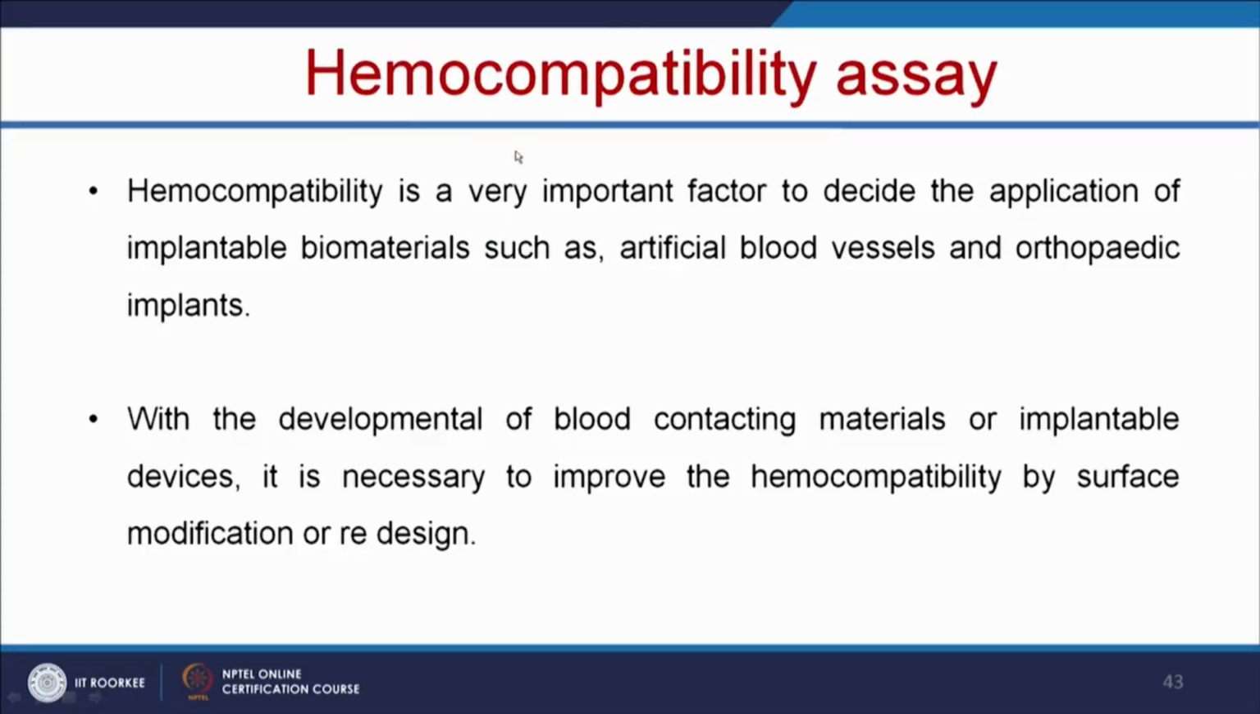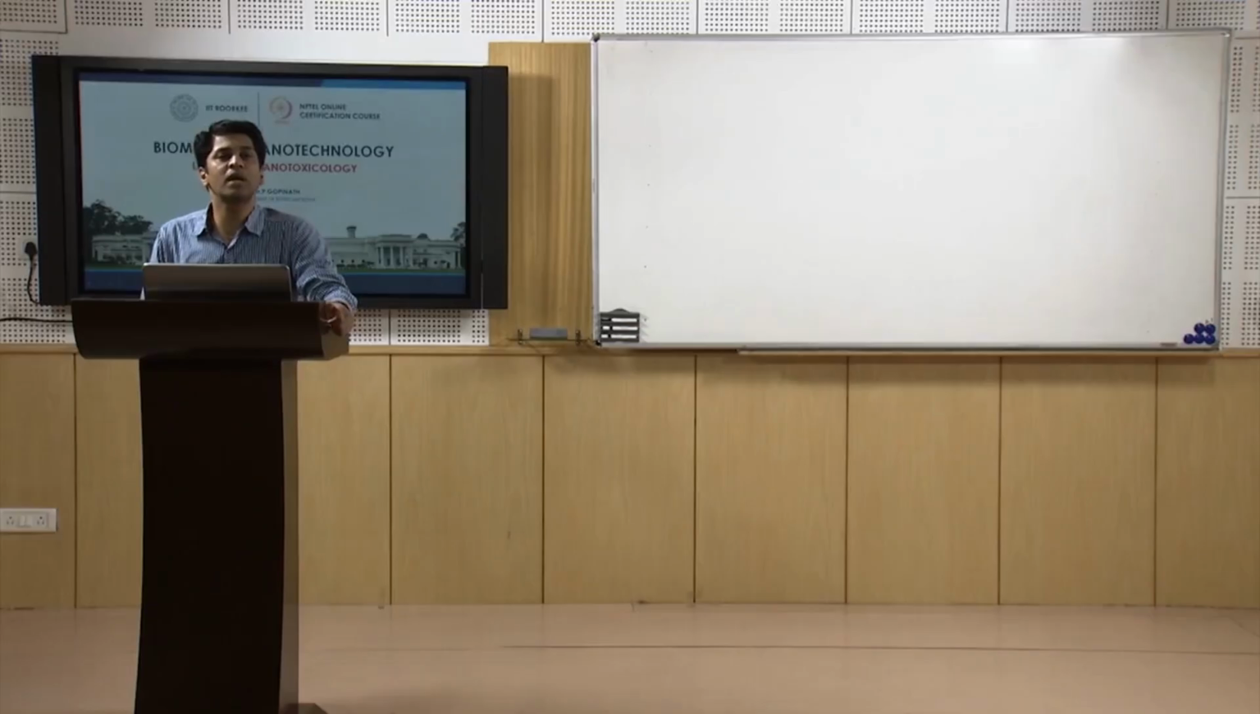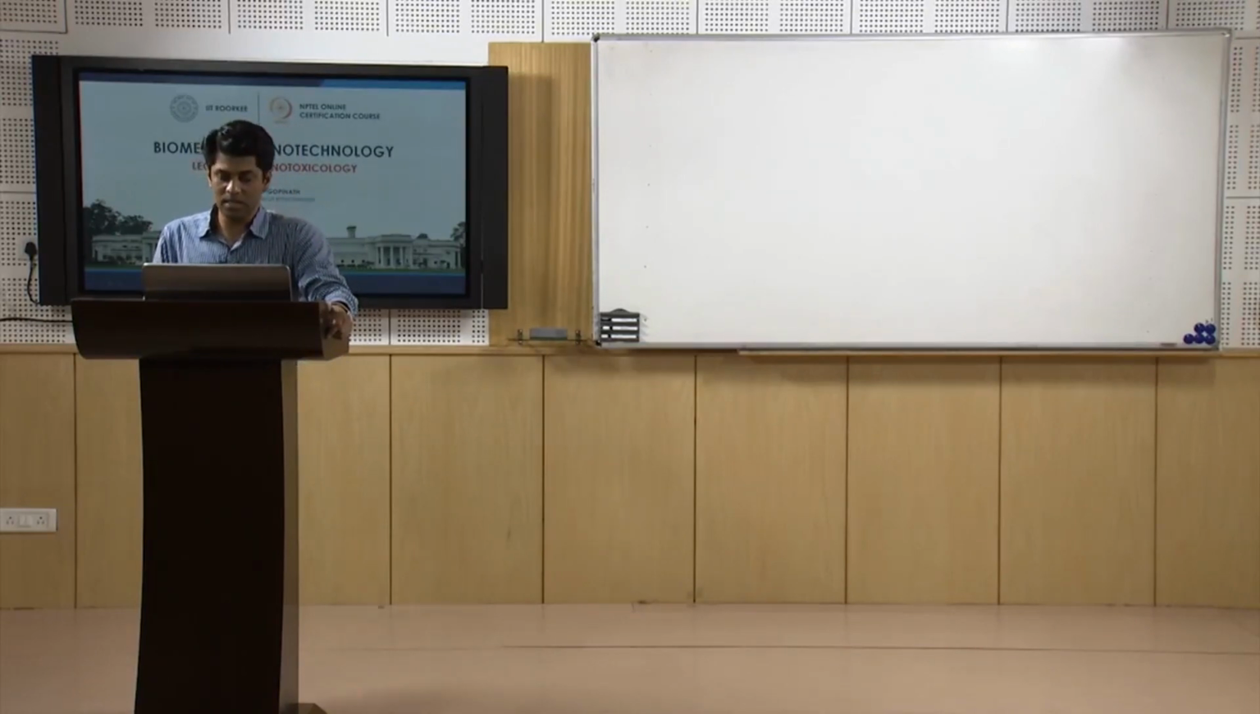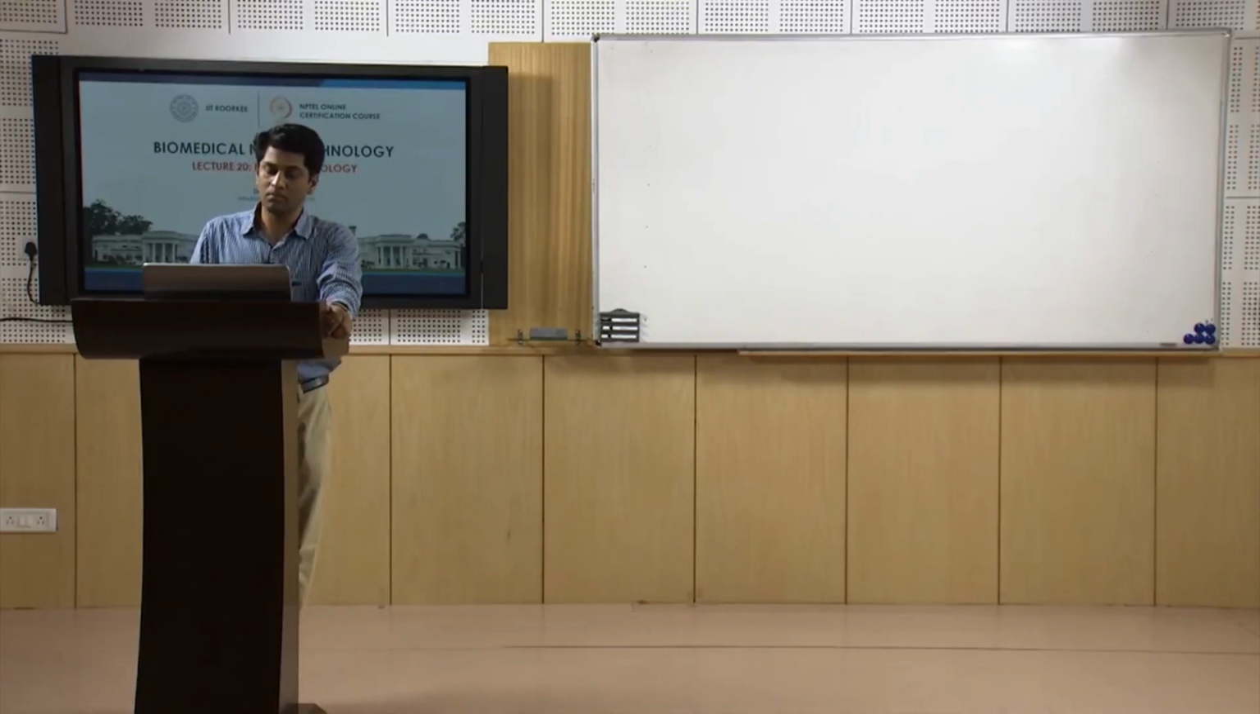So let us see what the hemocompatibility assay is. Hemocompatibility is a very important factor to decide the application of implantable biomaterials such as artificial blood vessels and orthopedic implants, and with the development of blood contacting materials or implantable devices, it is necessary to improve the hemocompatibility by surface modification or redesign. Whenever you make nanomaterials or nanoparticle based coatings, we have to understand whether it is compatible with the human system, and also whether it is compatible with the blood. By using the hemocompatibility assay, we can understand the compatibility of your material with the blood.